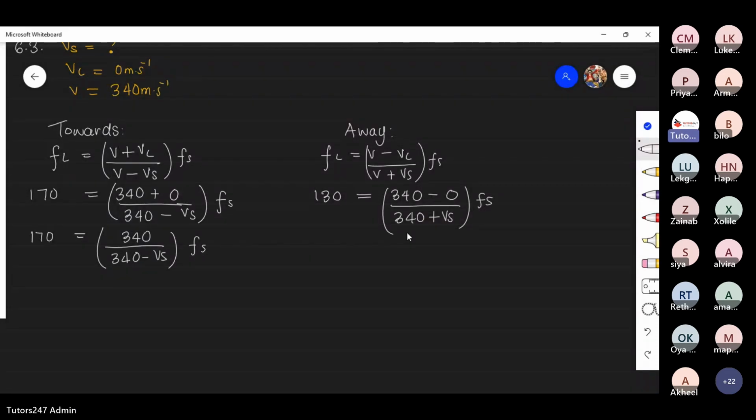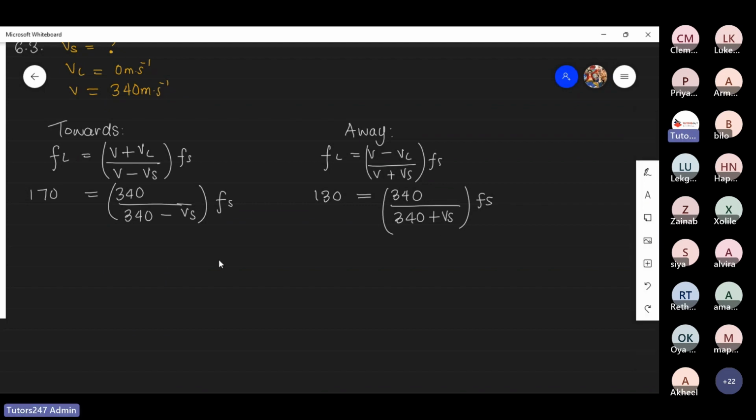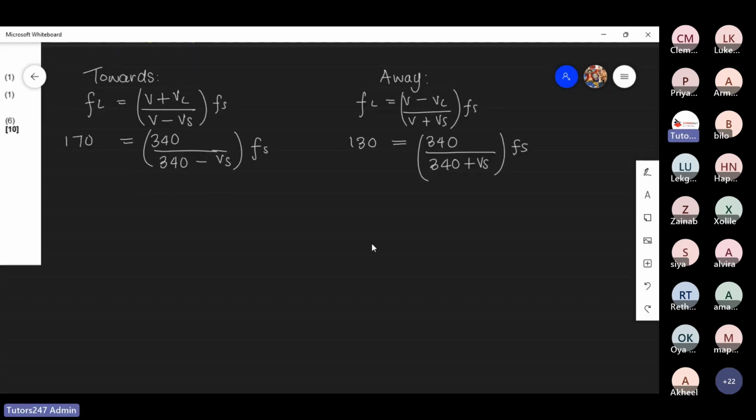For the sake of space, instead of rewriting this equation, I'm just going to get rid of that plus 0 and that minus 0, because we know plus 0 or minus 0 means nothing, right? So these are my two equations.